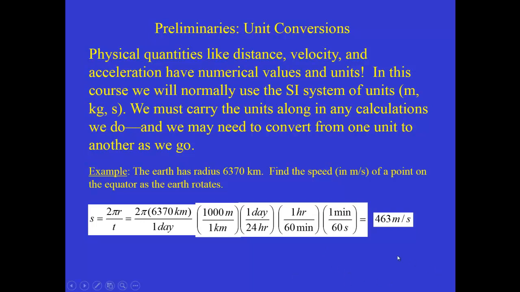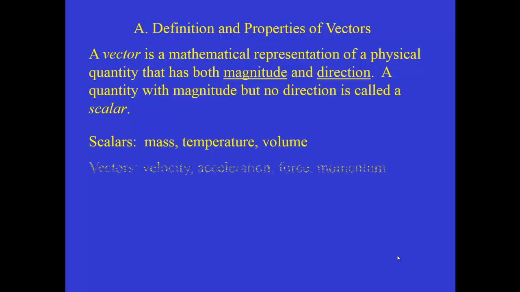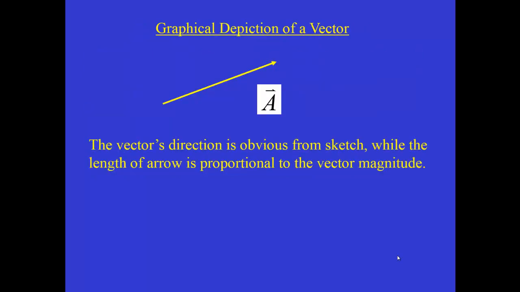So please get in the habit of writing out these unit conversions in all of the calculations that you do that involve numerical results. All right, now a vector can be contrasted with a scalar. A vector is a quantity that has both magnitude or size as well as direction. A quantity, by contrast, that has magnitude but no direction is called a scalar. And here are some examples. Scalars are quantities like mass, temperature, and volume, whereas vectors inherently involve direction: velocity, acceleration, force, and momentum.